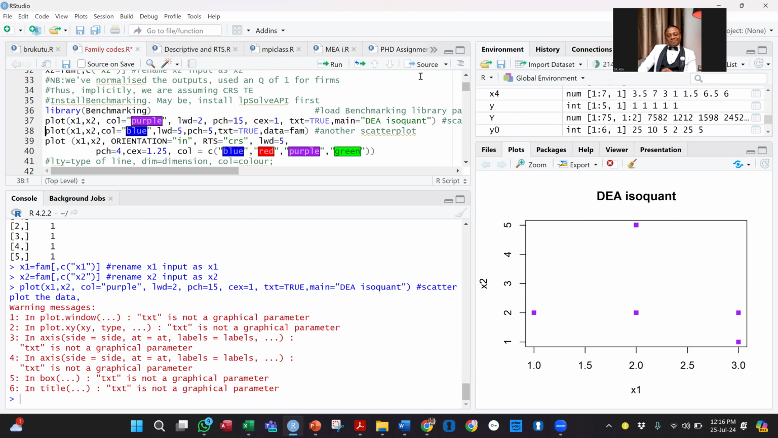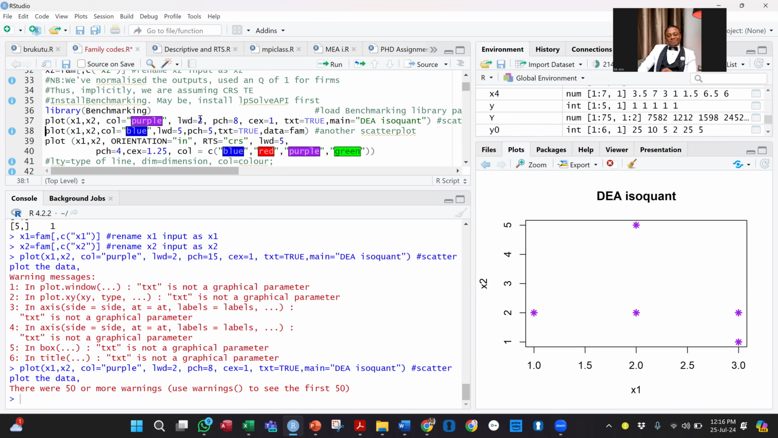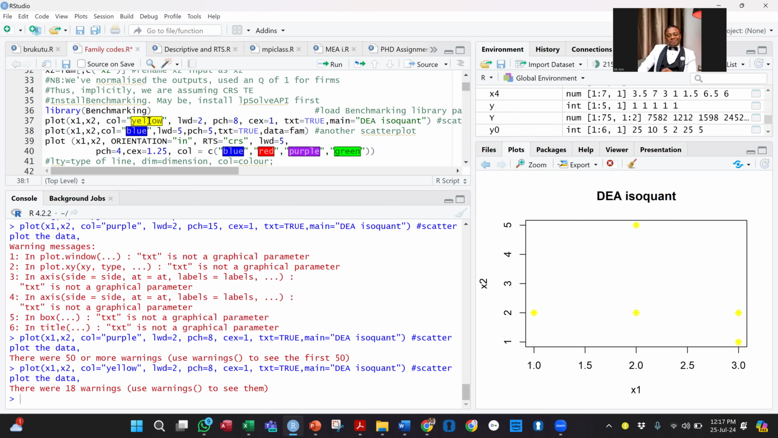If I had changed the 15 to 8, it will be stars. Okay, let me just do that, 8. It will be stars, as you can see now. The purple is what I use. If I don't want purple and I want yellow, watch it. The moment I choose yellow, you see that they will all turn yellow.